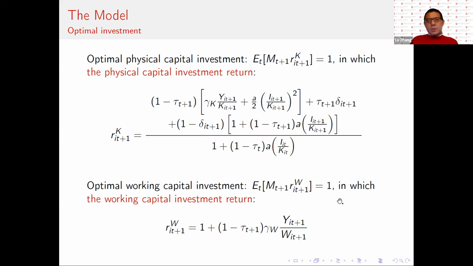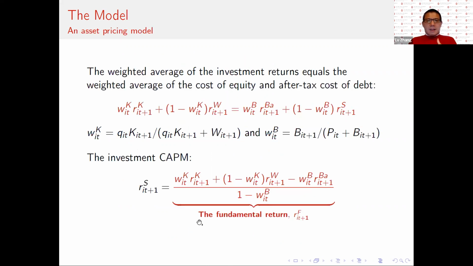So we normalize the price of physical capital goods and working capital goods to be one, to be identical. So this is the only component. And then there's no depreciation, so one is left in the numerator there. So the bottom line is that you have physical capital investment and working capital investment, and you can combine them together and extend our earlier proposition, that the investment return equals the weighted average cost of capital, as derived in Liu, Whited, and Zhang, with the working capital.